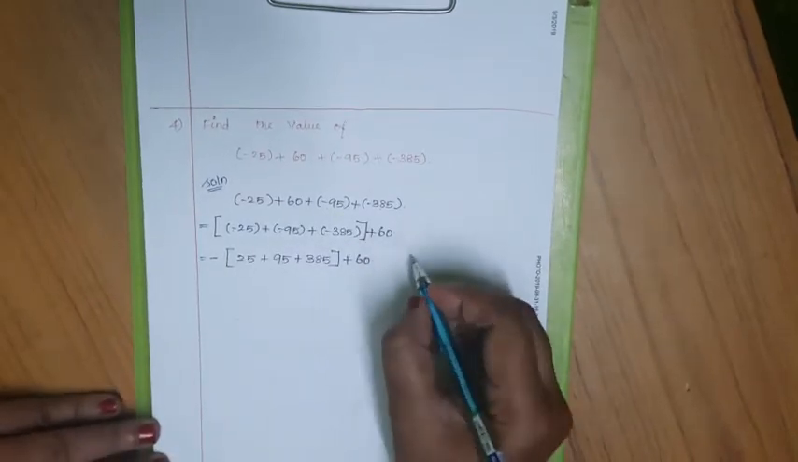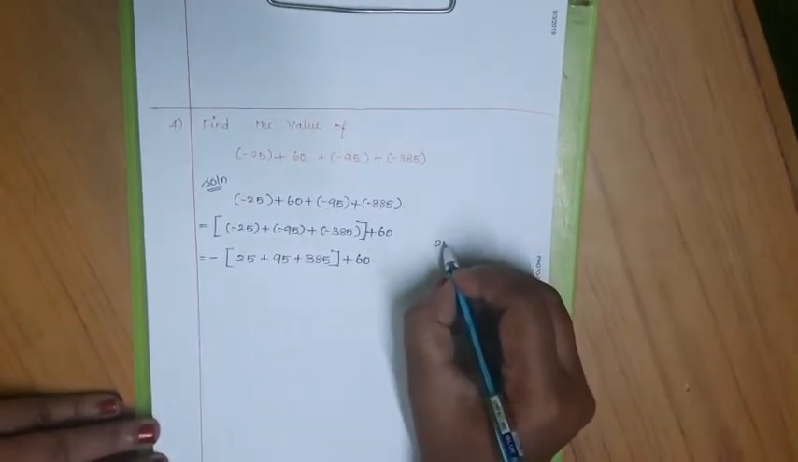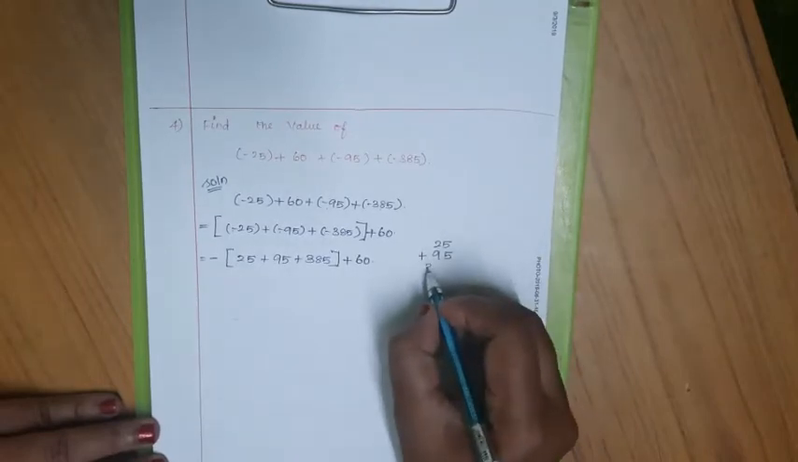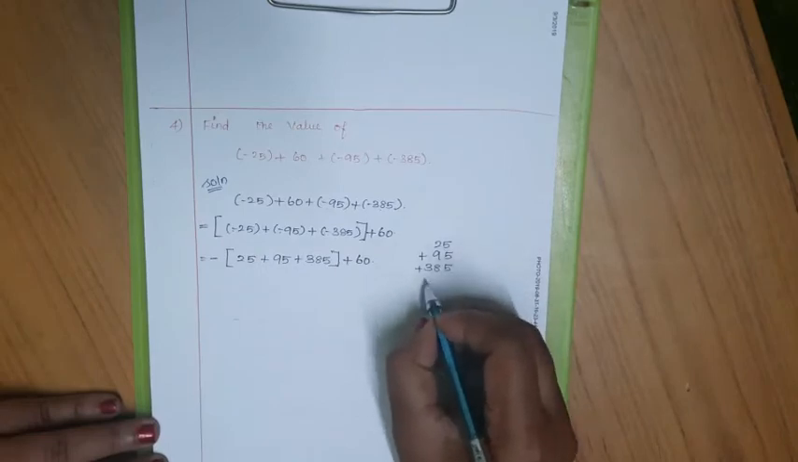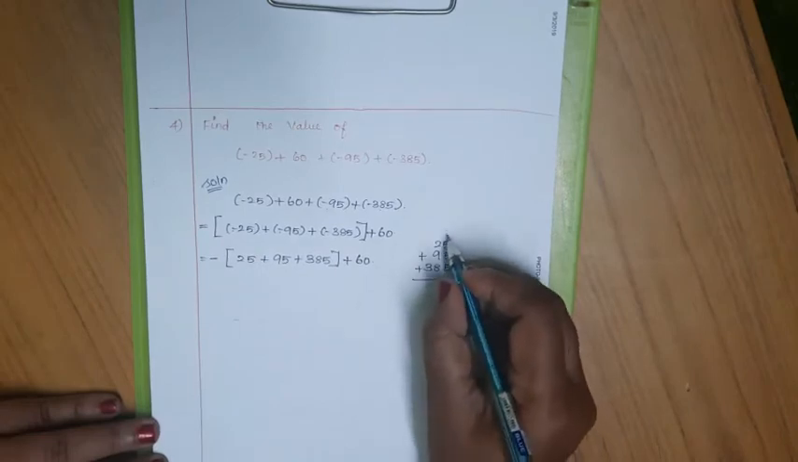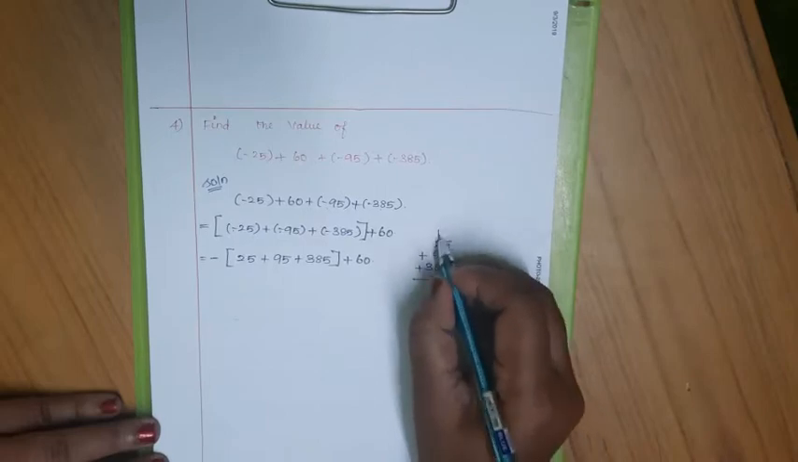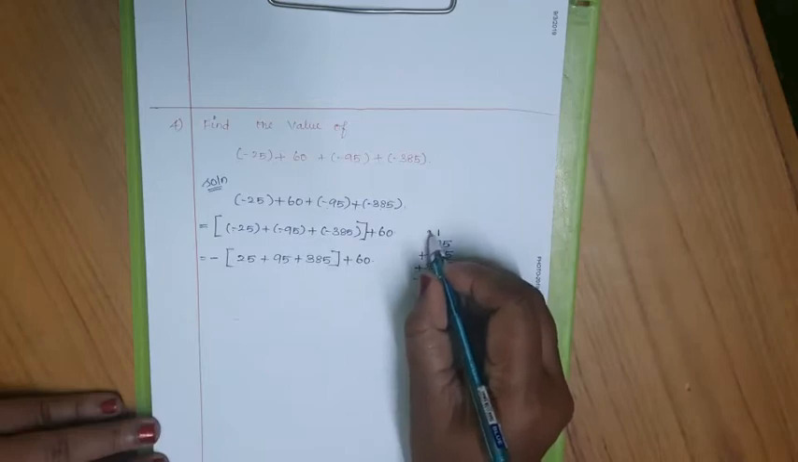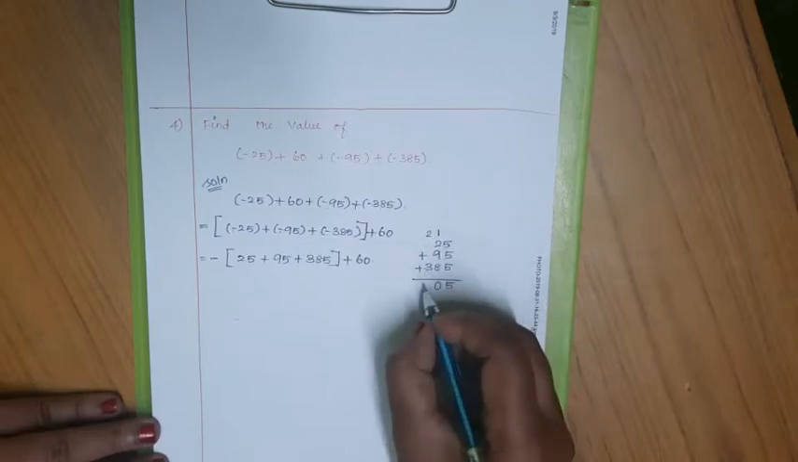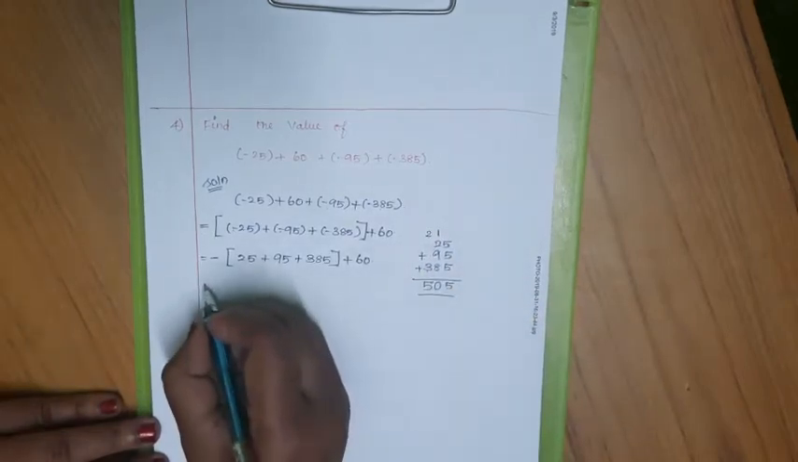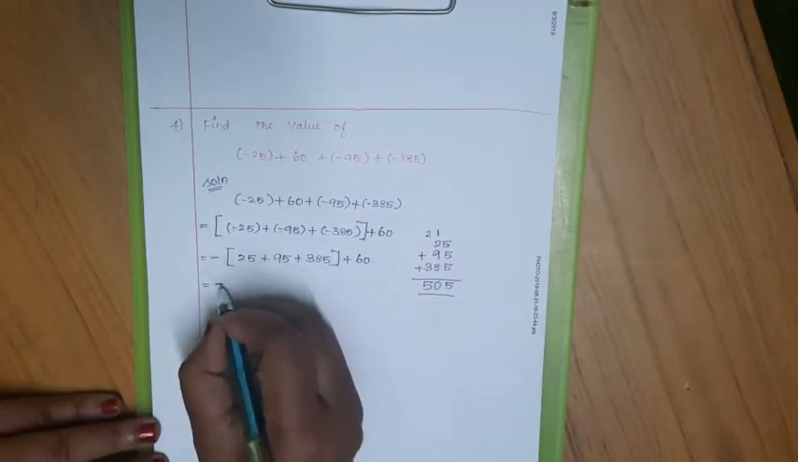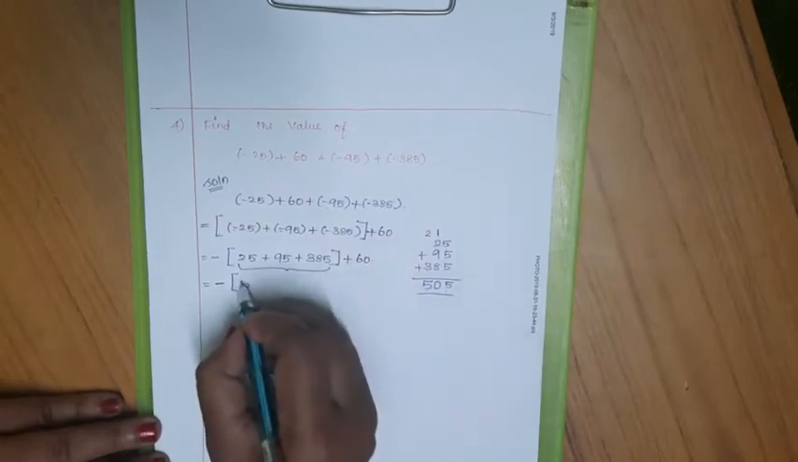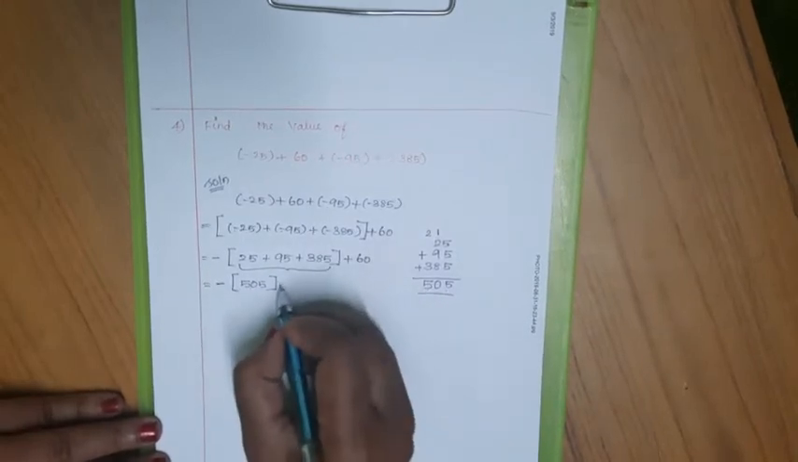Adding all these three numbers we get 505. Put the minus sign here, and the answer for all these three is minus 505. Finally, plus 60.